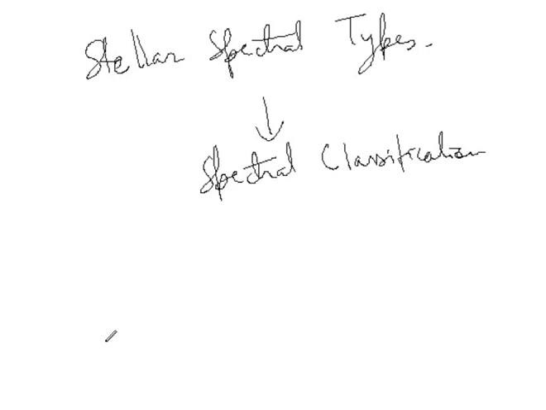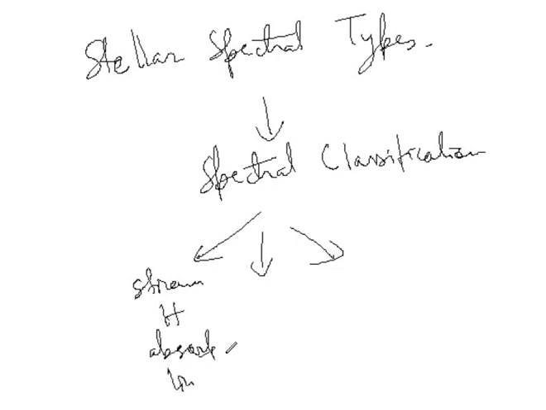Now, long ago it was realized that stars had dramatically different absorption lines in their spectra. Some had very strong absorption due to hydrogen, some had no absorption due to hydrogen, and some were in between. So, strong H absorption lines, in between H absorption lines, and no hydrogen absorption lines.